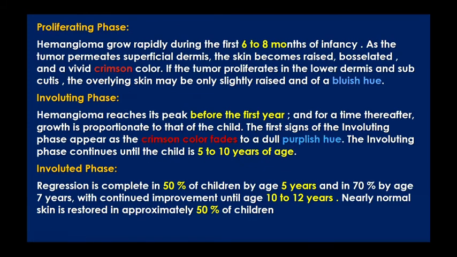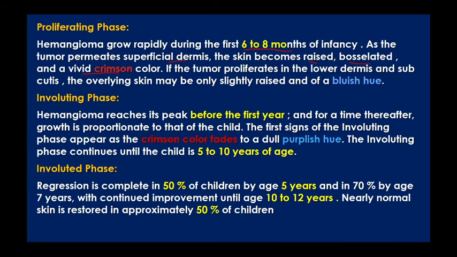The phases of hemangioma: there are 3 phases. First, proliferative. Second, involuting. Third, involuted. Proliferation starts during 6 to 8 months as the tumor permeates the superficial dermis and skin and becomes raised and pustulated, with a vivid crimson color.